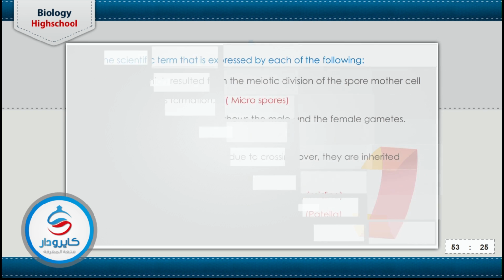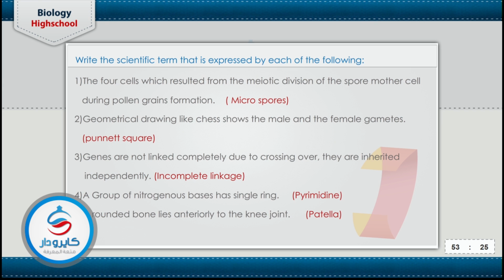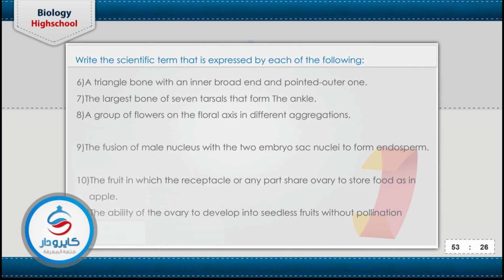The right answers of the questions from 1 to 5: microspores, Punnett square, incomplete linkage, pyrimidine, the patella. The next question. Number 6, a triangle bone with an anterior broad end and a pointed outer one. The triangle bone is the scapula, where the glenoid cavity and the head of the humerus fit inside it to form the shoulder joint.